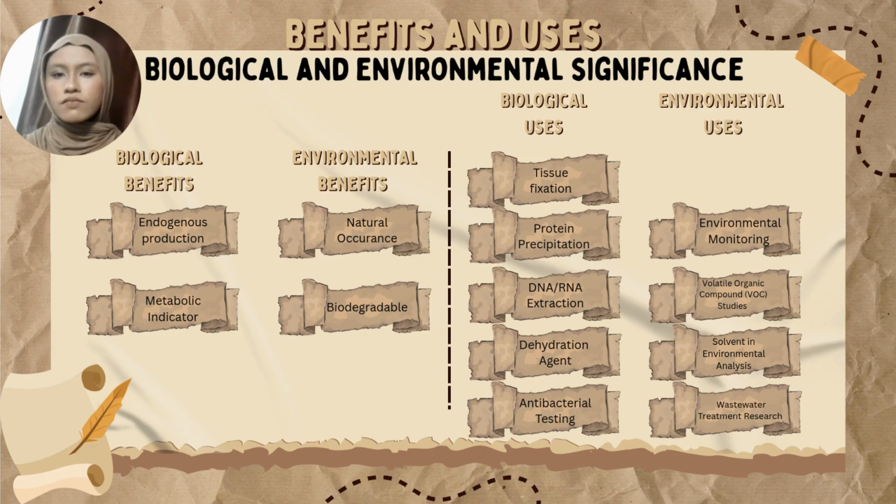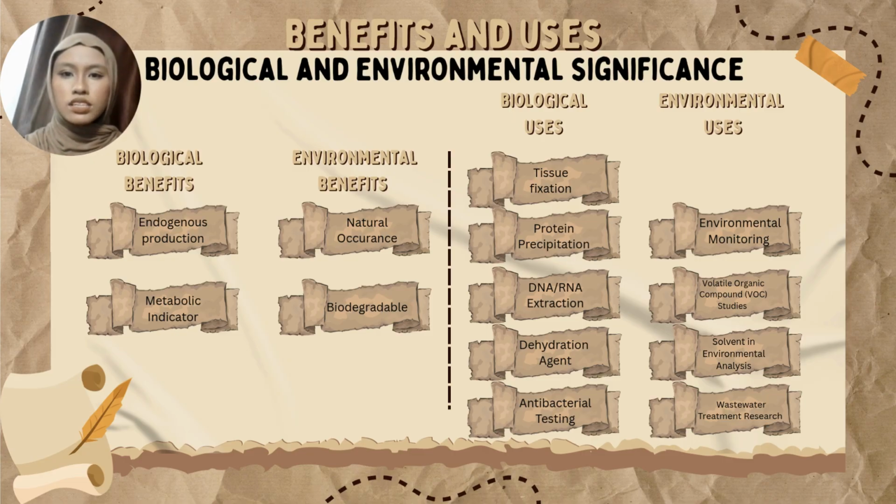Next is benefits and uses of acetone in biological and environmental significance. Firstly is biological benefits. Endogenous production: acetone is naturally produced in the human body, especially during fat metabolism, as an example during fasting or ketogenic states. Secondly, metabolic indicator. Its level in breath or blood can indicate metabolic conditions like ketosis or diabetes.